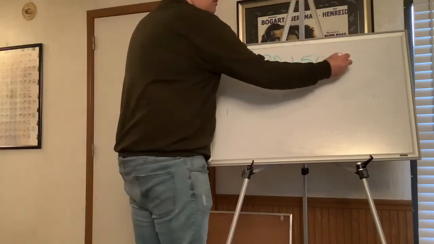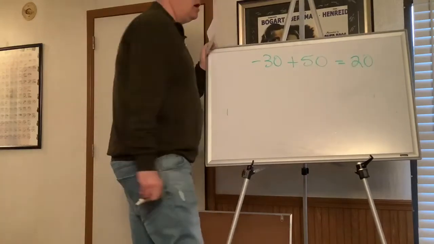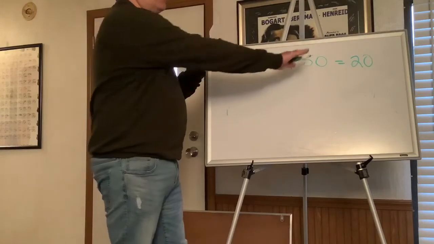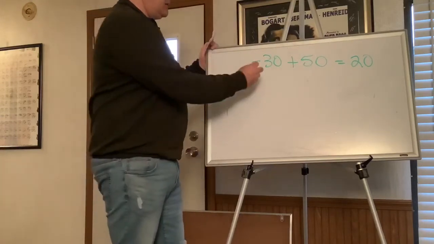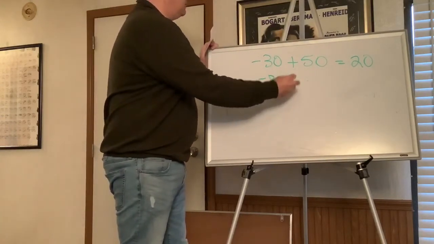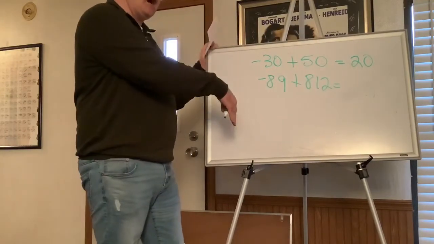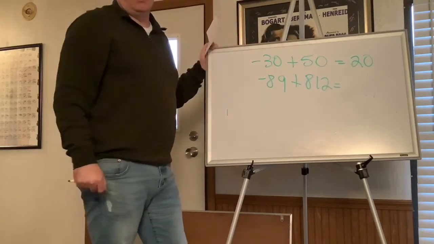Well, this we can do in our head maybe, and we know we have $20 positive. Okay, you were 30 in the hole, you put 50 in, that means you're 20 positive. But once again, we're going to run into problems that maybe you can't do in your head, like negative 89, and you put in 812.